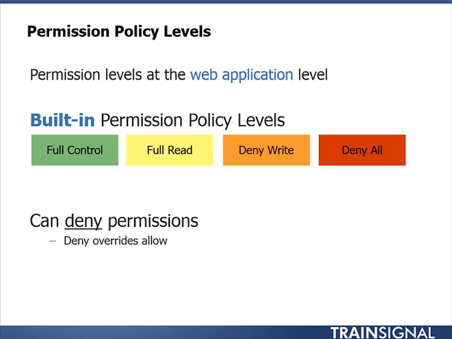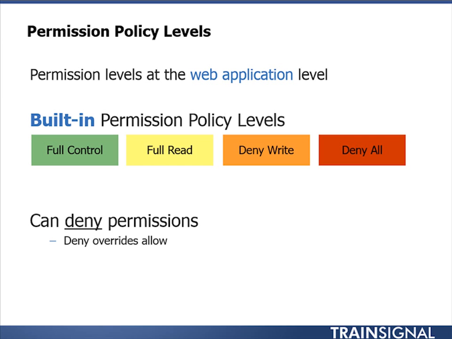Now you're going to notice the four that we have built in: full control and full read. And then you're also going to notice that we have deny write and deny all. Yes, that's right. We actually have the ability to deny permissions by using a permission policy level at the web application level. Now, this can be very helpful maybe as a way to take a permission away from somebody, or just to apply a bit of a safety net.